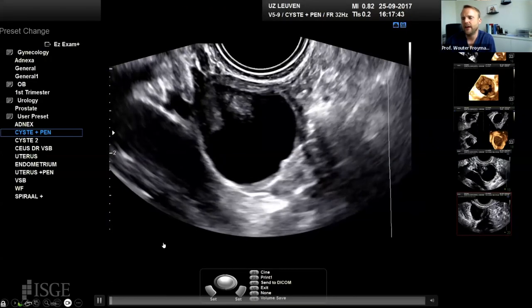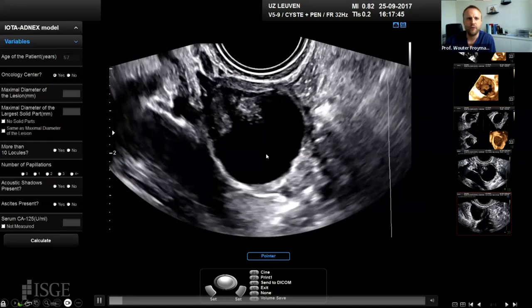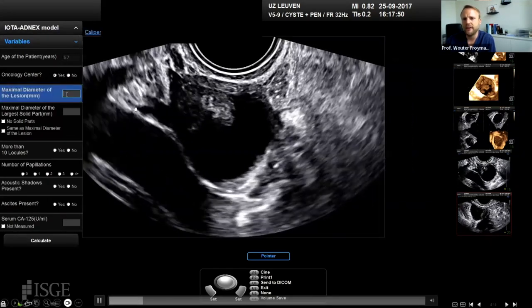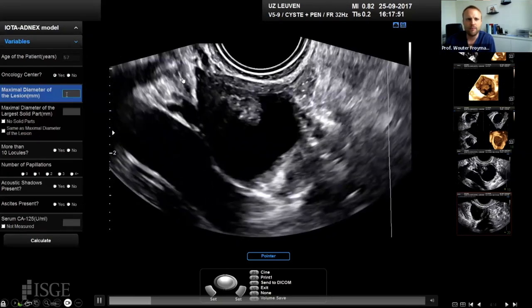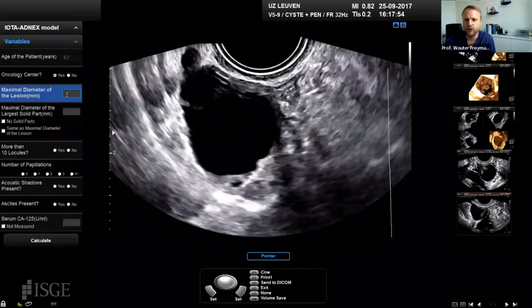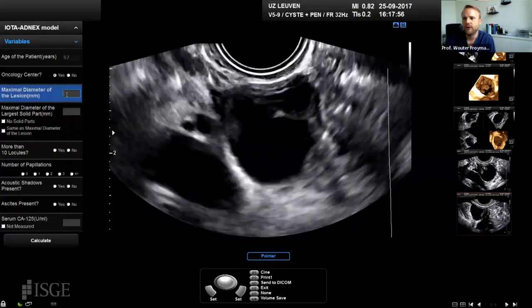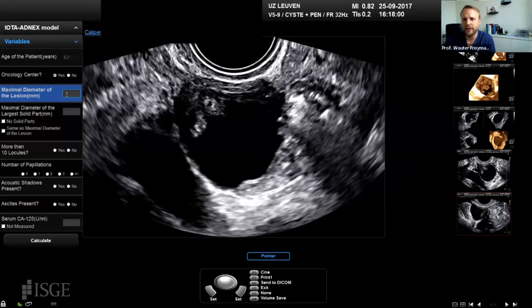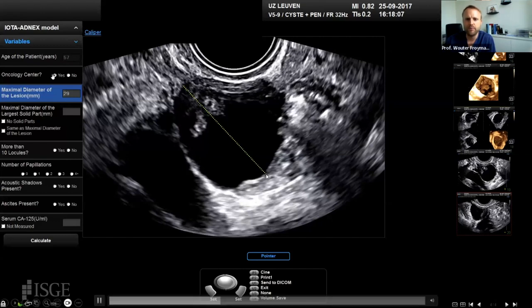So this is the ADNEX model embedded in an ultrasound machine. We know the age of the patient, the type of center, and then we measure the largest dimension of the cyst. So we have to go in all scanning planes. We go for the largest dimension, and when we scan the patient, we can measure it. When we measure it, the value will automatically be given as input in the model.